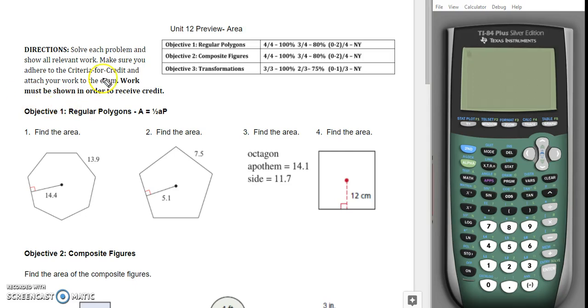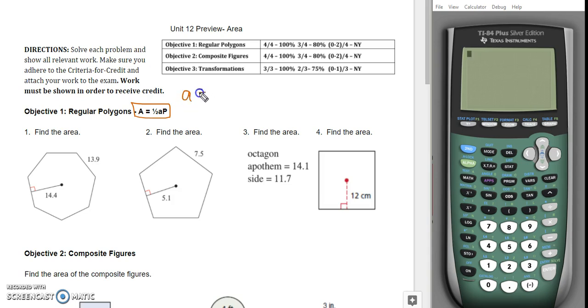Okay, this is the Unit 12 preview for the test coming up on Tuesday and Wednesday. Objective 1 is the regular polygons. This is the area formula. It is already there and ready for you to use.